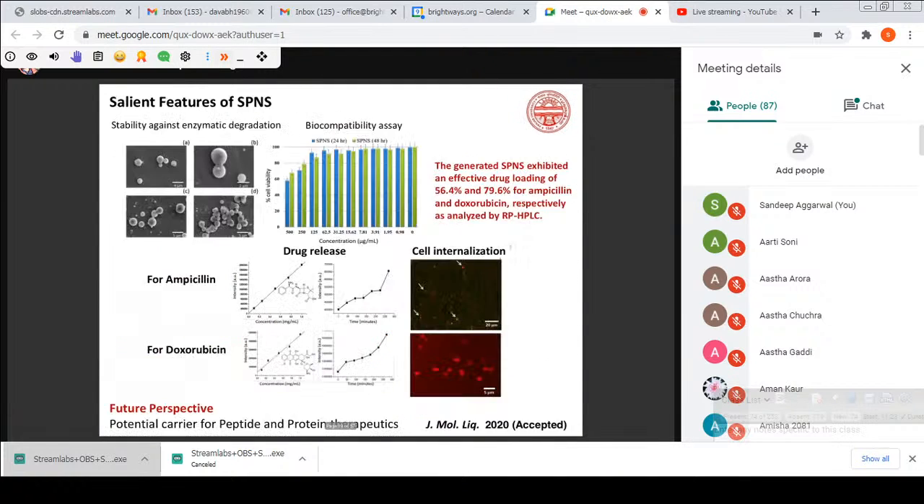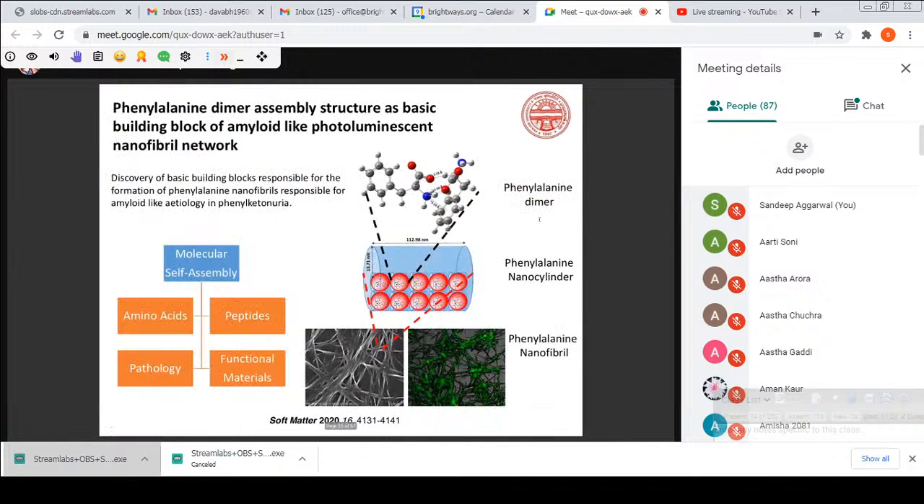So we calculated, we found that for ampicillin, more than 50% of the ampicillin was getting encapsulated, and about 80% doxorubicin was getting encapsulated. So with this work, we have actually finalized that we can actually, now we're trying to do some in vivo studies. We're trying to see how this can be used in the body systems directly.